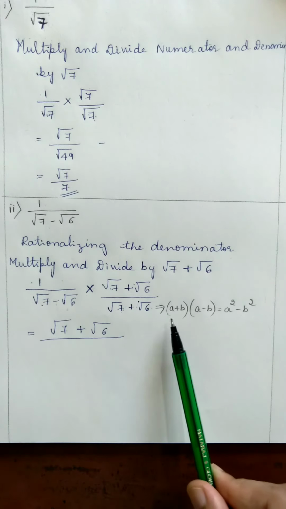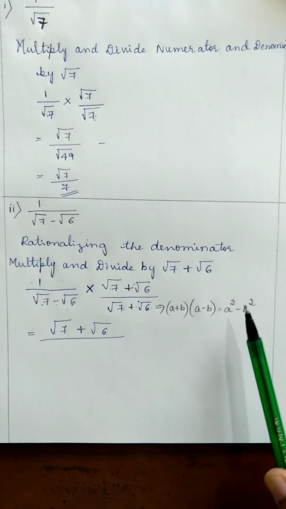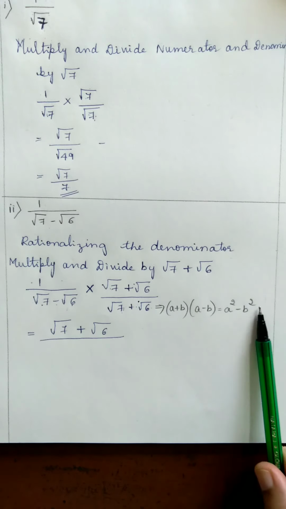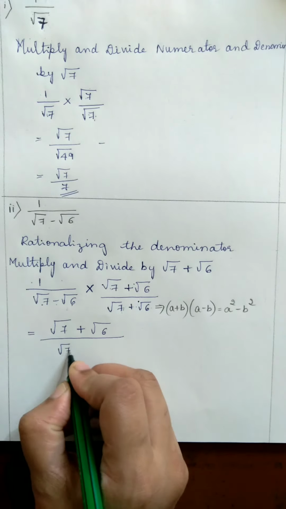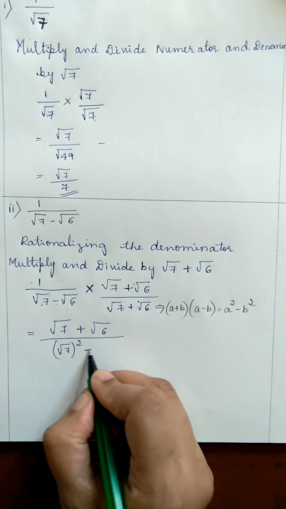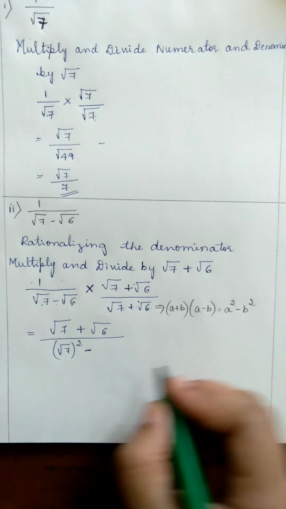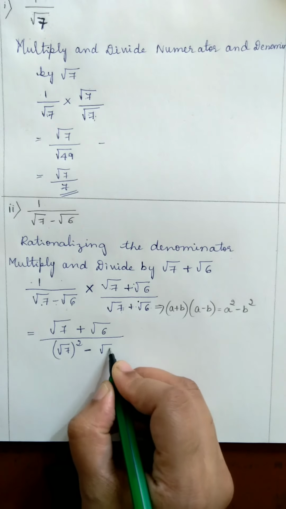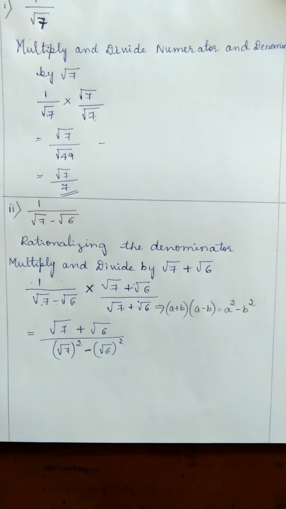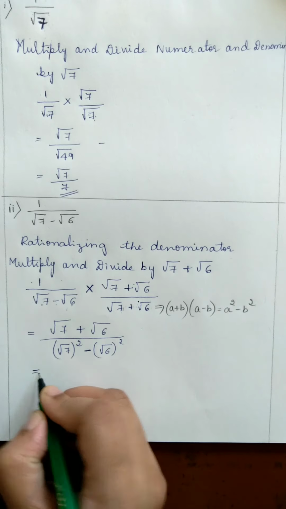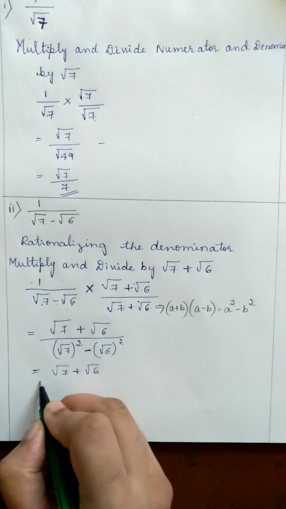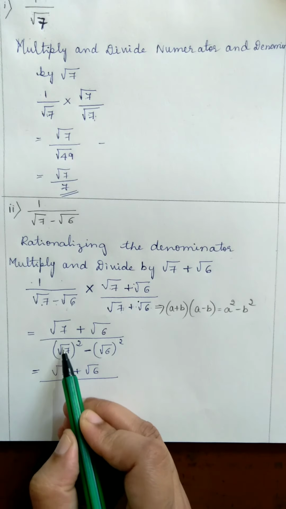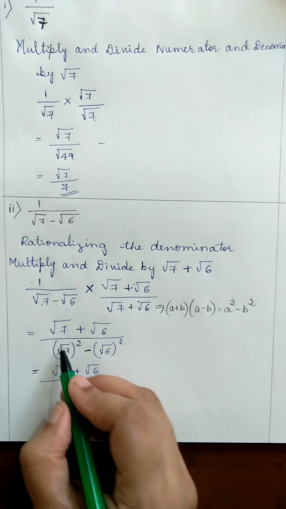Therefore, when it is in a plus b into a minus b form, it should be written in a square minus b square form. I told you a is root 7. Therefore, a square becomes root 7 whole square minus b square, where b is root 6, so root 6 whole square. Therefore, in the next step, write the numerator as it is, root 7 plus root 6, divided by; the square root and square get cancelled.